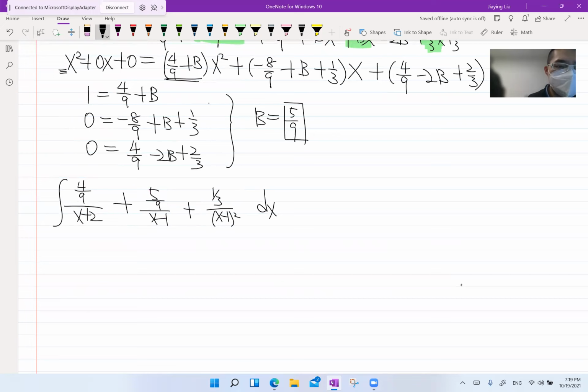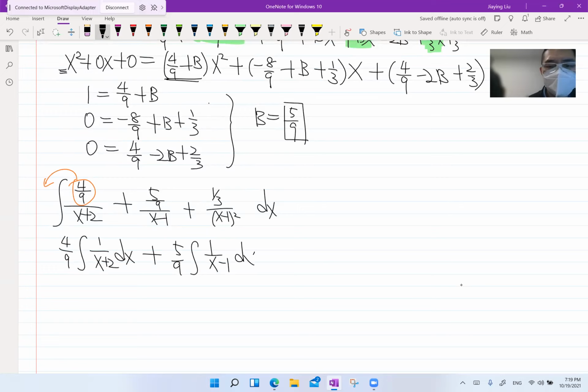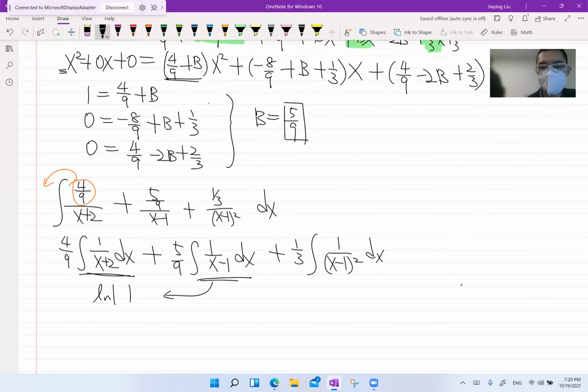So you just integrate each of them separately. Fractions are not nice, but just bring them outside for each integral. So I get 4 over 9 integral of 1 over x plus 2 dx, and 5 over 9 integral of 1 over x minus 1 dx, plus 1/3 integral of 1 over x minus 1 squared dx. The first term gives you the natural log of the absolute value. Same thing with this one, you get something similar. The last one, you can use u-substitution. It shouldn't take that long.